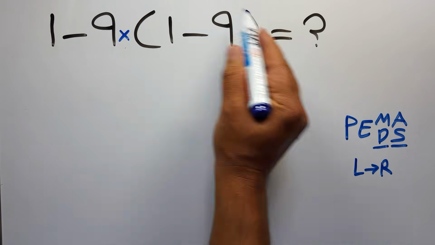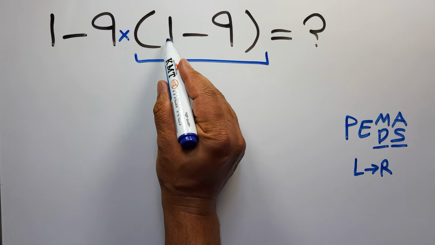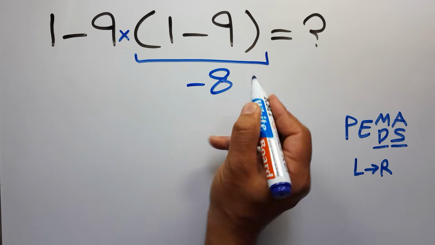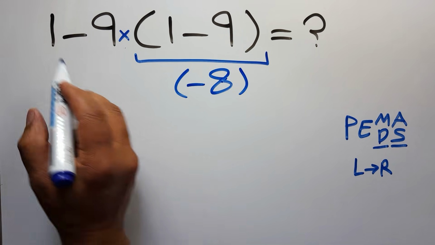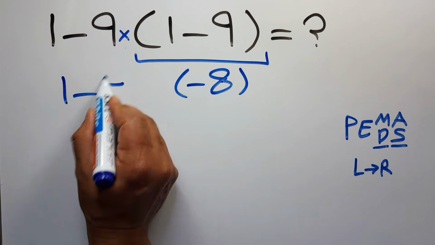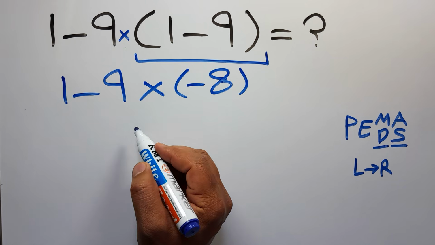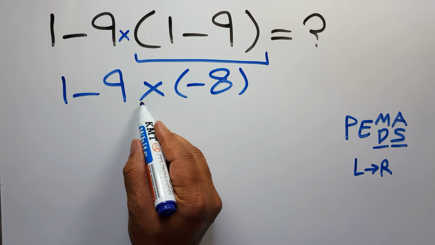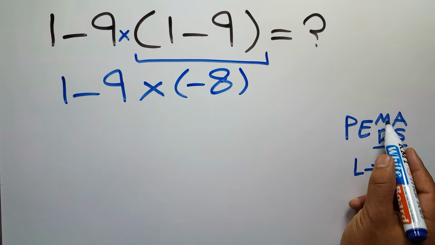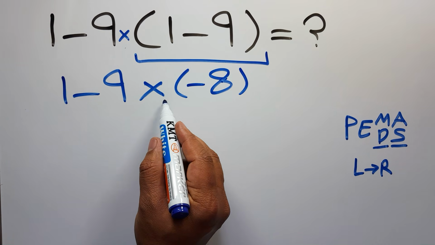So first we have to do this parentheses. Inside this parentheses we have 1 minus 9, which equals negative 8. So we have 1 minus 9 times negative 8. Now we have one subtraction and one multiplication. According to the PEMDAS, multiplication has higher priority than subtraction because multiplication comes before subtraction. So here, first we have to do this multiplication.